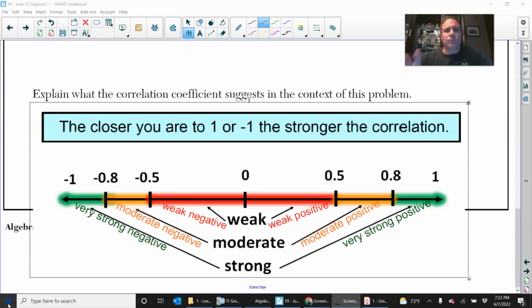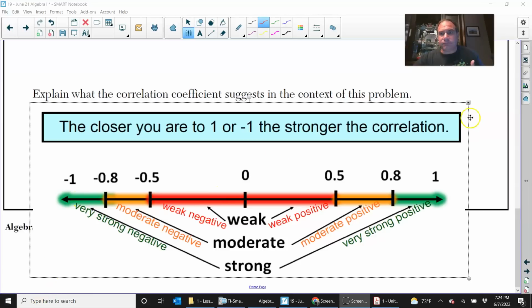The closer you are to 1 or -1, the stronger the correlation. If you're closer to -1, you say very strong negative. If you're closer to +1, you say very strong positive. They don't really ask, but they might ask weak positive or weak negative. So just realize that that is 0.5 or less. When it gets really close to 0, you could say very weak negative or very weak positive. But in this case, it's a very strong positive because it is close to 1.